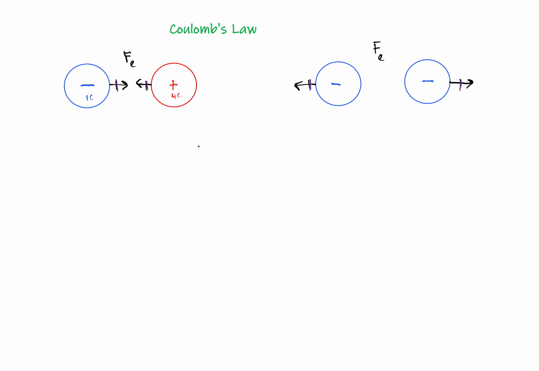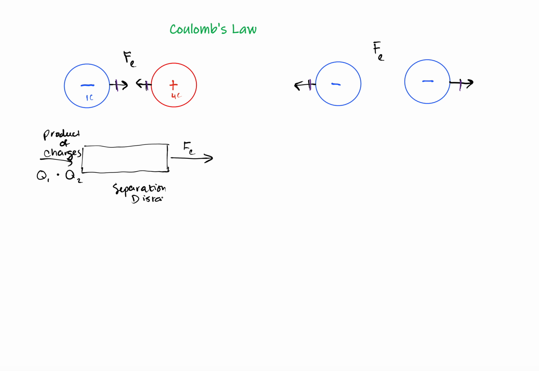Now, what we did was we set out to do two different experiments. The first experiment we set up was testing the electrostatic force as a function of the product of the charges. So that would be Q1 times Q2. In this experiment, the thing that we held constant was the separation distance. So that was important.